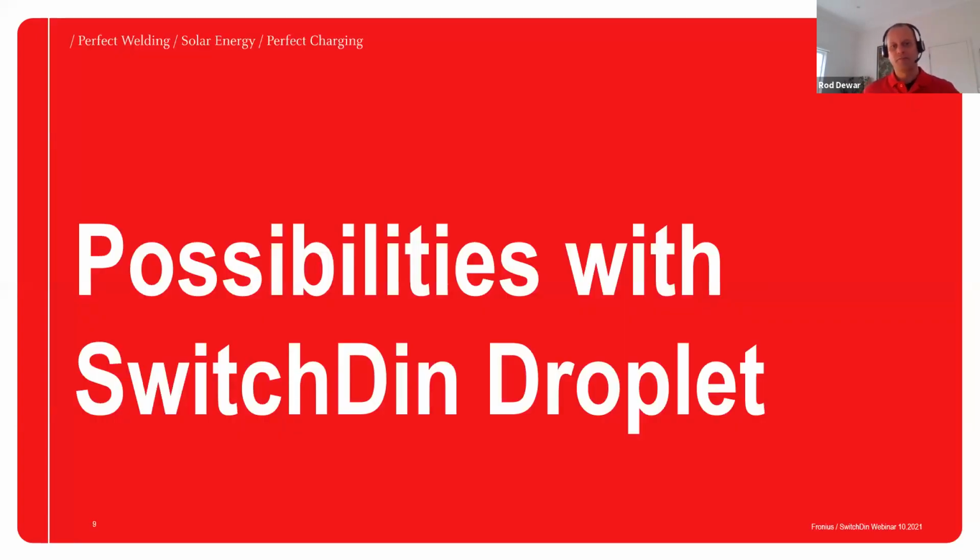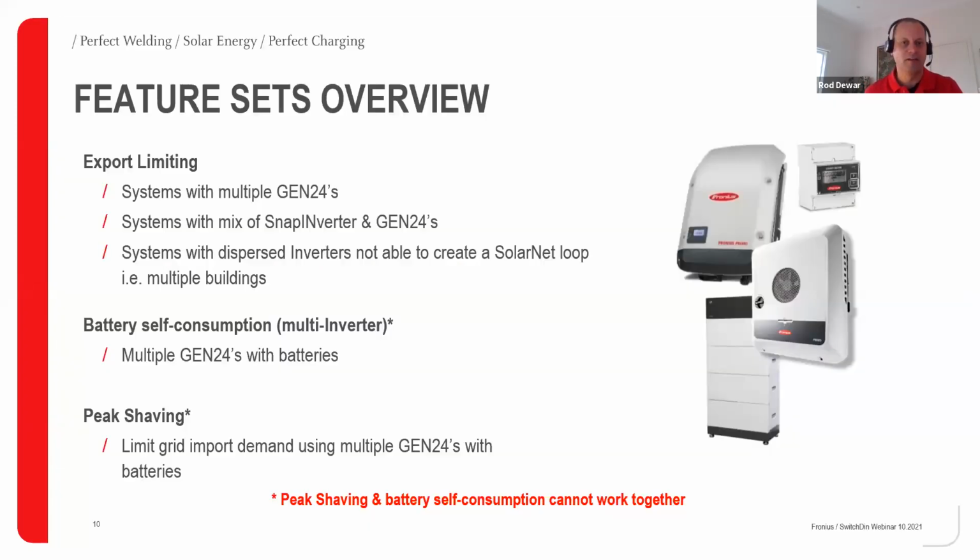Okay, so getting to what are the possibilities? Ahmed's covered off quite a lot of things there, so I just wanted to recap on some of that. It gives you a bit of an overview. We'll start off with the feature sets that you can provide, or they can provide, with the Fronius now.